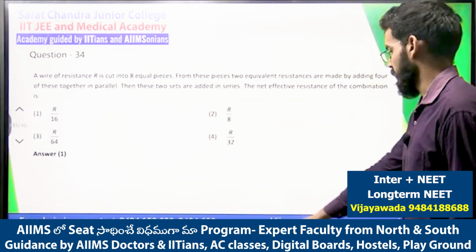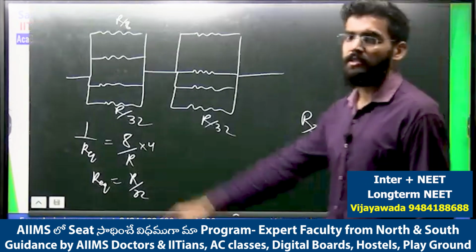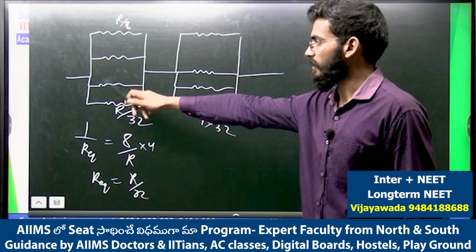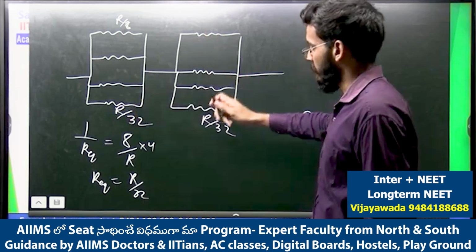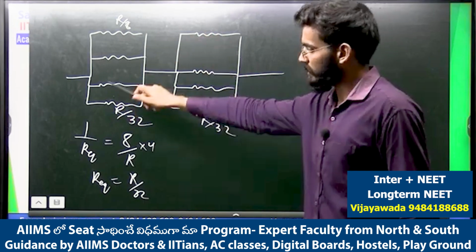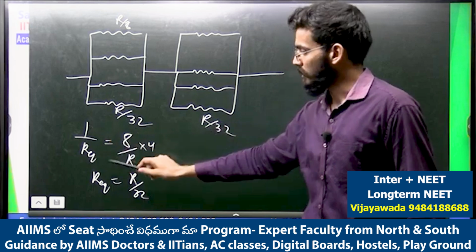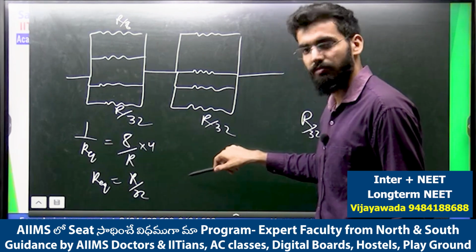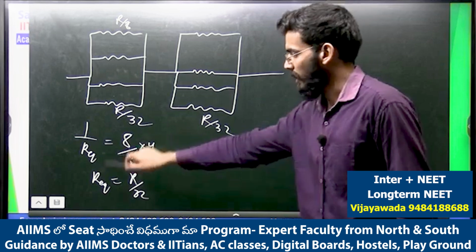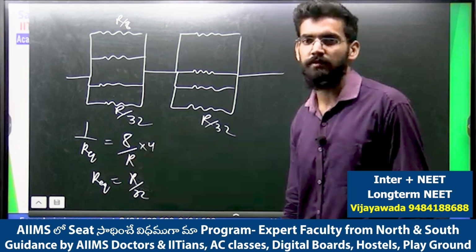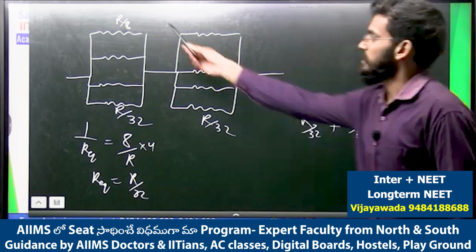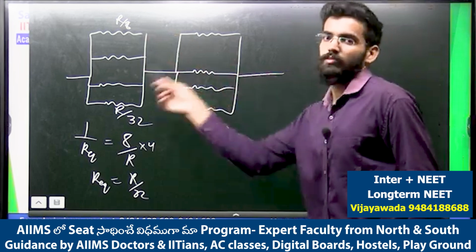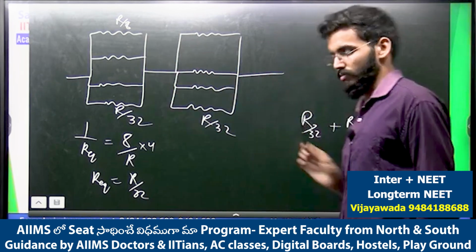First option. Divide into 8 equal pieces, each R by 8. Parallel connection combination: 1 by R equivalent equals R by 8. So 8 by R, 8 by R, 8 by R, 8 by R, 4 times, right? So this becomes R equivalent is R by 32. This is R by 32, this is R by 32. Now both are in series combination. That's how.